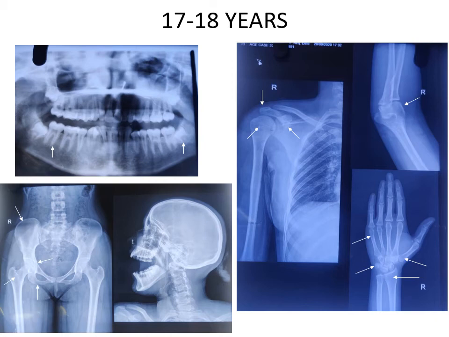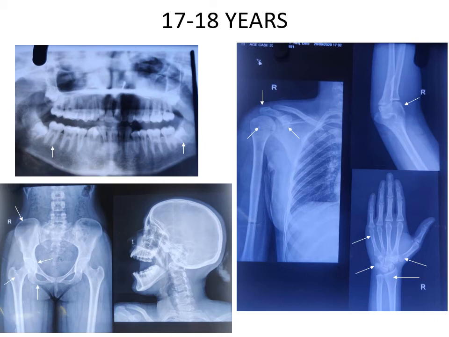And here in the shoulder joint, you can see fusion is complete. The acromion has almost fused. The coracoid is also fused, and all the centers around the elbow joint have fused. Lower ends of the radius and ulna have fused. All the carpal bones have appeared. The base of the first metacarpal and the heads of the other metacarpals have fused.